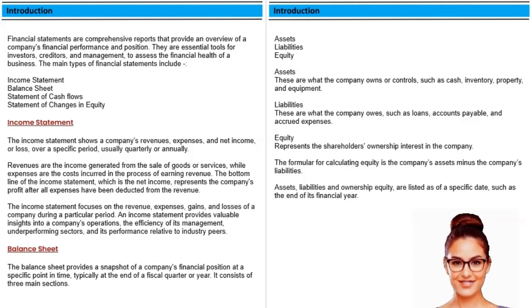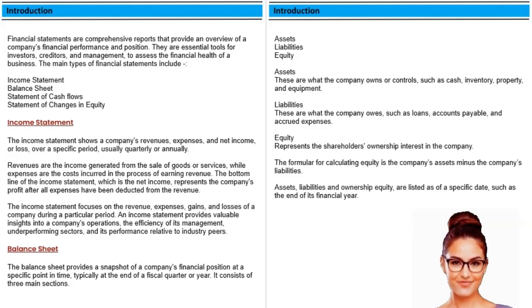Take a moment for that to sink in. Read it again so that you have a better understanding of the concepts. So, basically, the income statement focuses on the revenue, expenses, gains, and losses of a company during a particular period. An income statement provides valuable insights into a company's operations, the efficiency of its management, underperforming sectors, and its performance relative to industry peers. Next, we have the balance sheet.